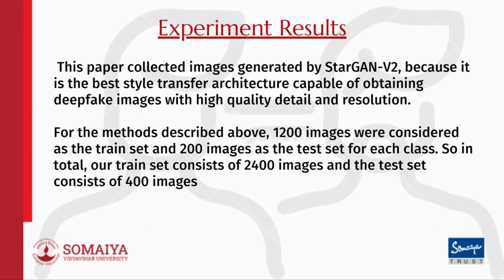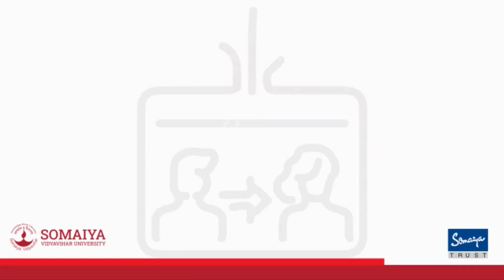Experiment results. This paper collected images generated by StarGAN v2 because it is the best style transfer architecture capable of obtaining deepfake images with high quality detail and resolution. For the methods described above, 1200 images were considered as a train set and 200 images as a test set for each class. So in total, the train set consists of 2400 images and the test set consists of 400 images.